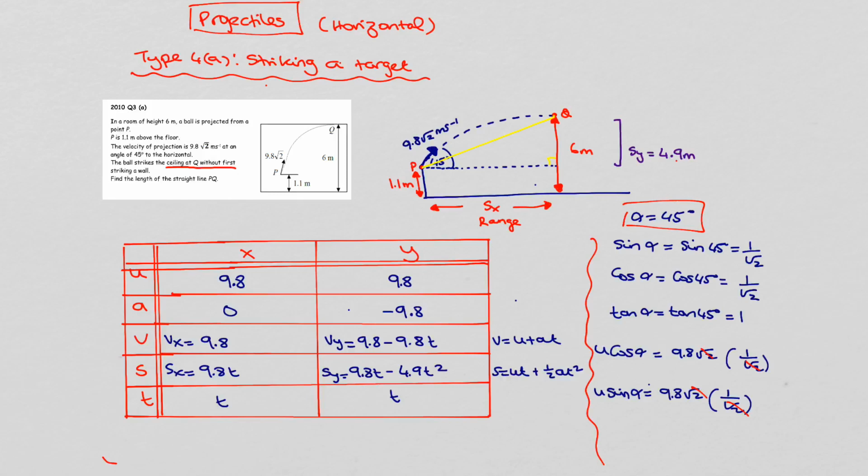Now, if I look at the equation there for s of x, I can see it's 9.8t. So therefore, I need to work out what is the time of flight. So I know my time of flight is going to occur when I have s of y equal to 4.9 meters. So again, be careful not to do s of y equal to 6 here, because that is not the height above its starting position.